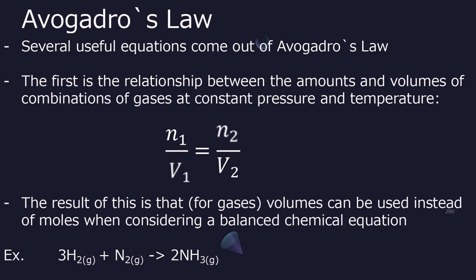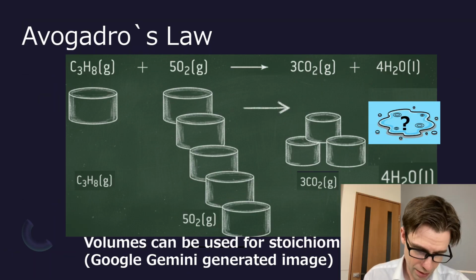So 3 volume parts of H2 plus 1 volume part of N2 will make 2 volume parts of NH3. And it doesn't really matter what units of volume that we use as long as they're all the same. So we could use liters or decimeters cubed or meters cubed, whatever you like. But if I use, for example, 3 liters of H2 and 1 liter of N2, I'll always produce 2 liters of NH3. So you can see why that's convenient and useful, I hope.